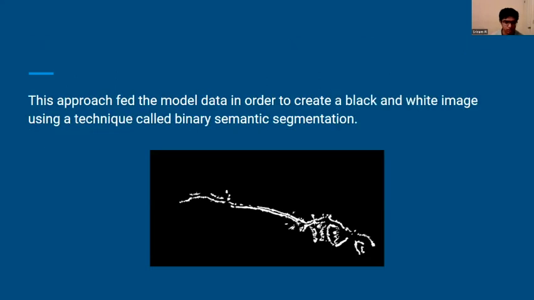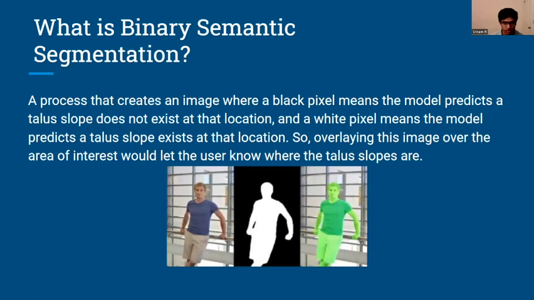This approach fed the model data in order to create a black and white image using a technique called binary semantic segmentation. What is binary semantic segmentation? Well, it's a process that creates an image where a black pixel means the model predicts a talus slope doesn't exist at that location, and a white pixel means the model predicts a talus slope does exist at that location. So overlaying this image over the area of interest would let the user know where the talus slopes are.